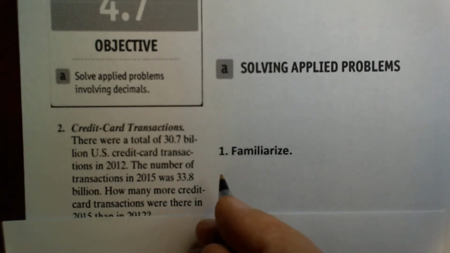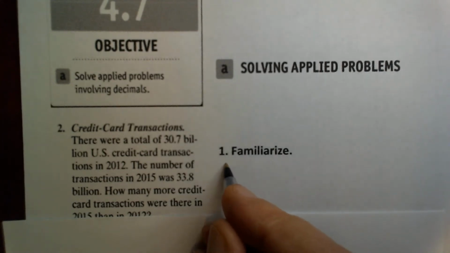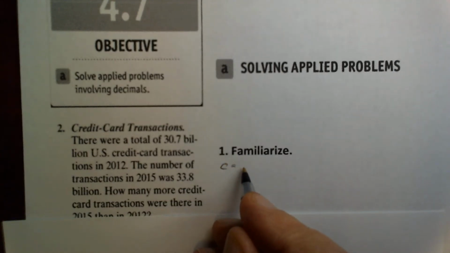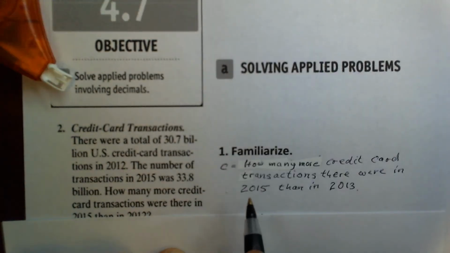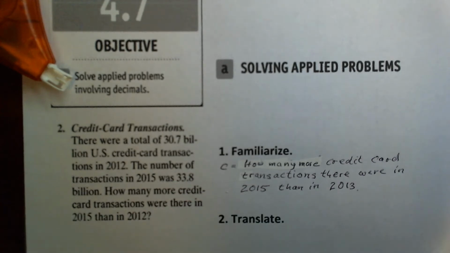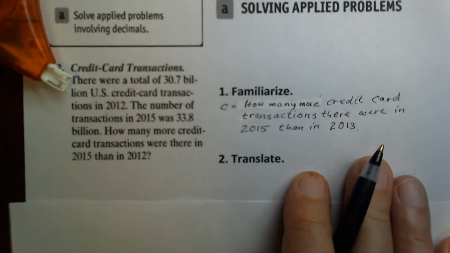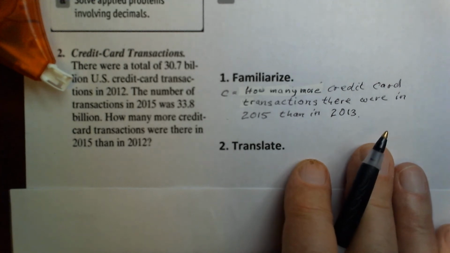And so let's just say C is the number of how many more credit card transactions there were in 2015 than in 2012. So C stands for how many more credit card transactions there were in 2015 than in 2012. Next, we want to translate the problem into a mathematical statement.